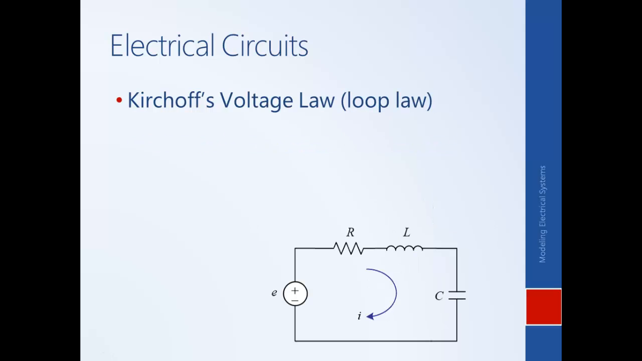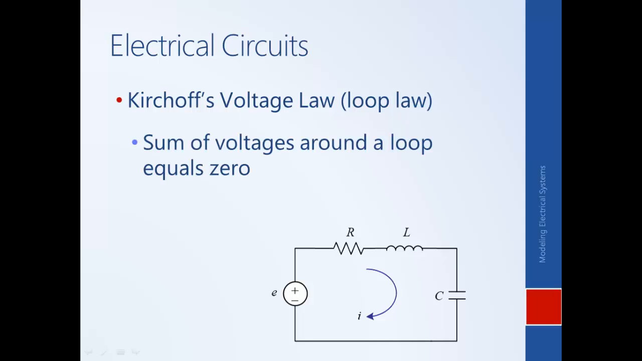The second law that we'll use is called Kirchhoff's voltage law, or the loop law. And what it says is that voltages around a loop must sum to zero. And this makes intuitive sense because voltage is a potential difference. So if we're at the same place in a circuit, then we must have the same voltage or the same potential.